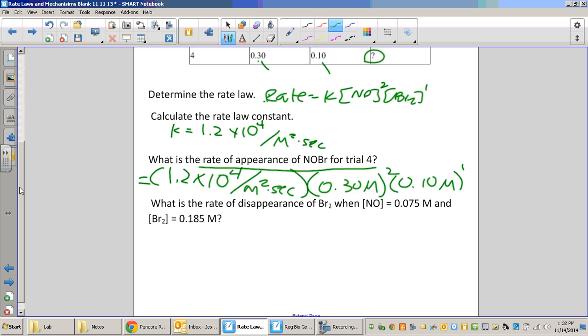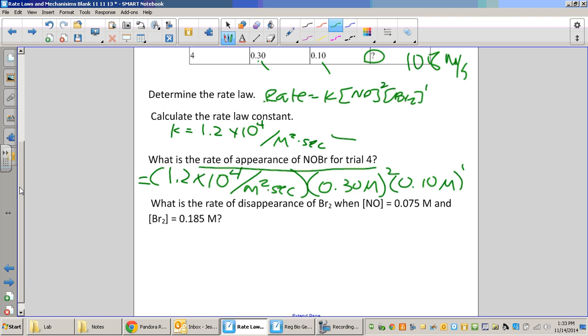108 times 10 to the second, so 108. Yes, ma'am. The first line in the chart. Usually, to determine the K value? Usually, yeah. It should be really, really close on all accounts, and any trial you use, it should be the same. Sometimes it varies a little bit depending on the data given, but it should be really close. So that's 108 molarity per second.